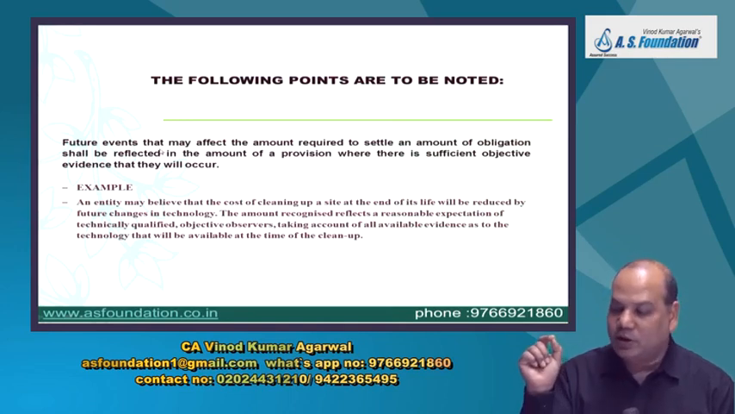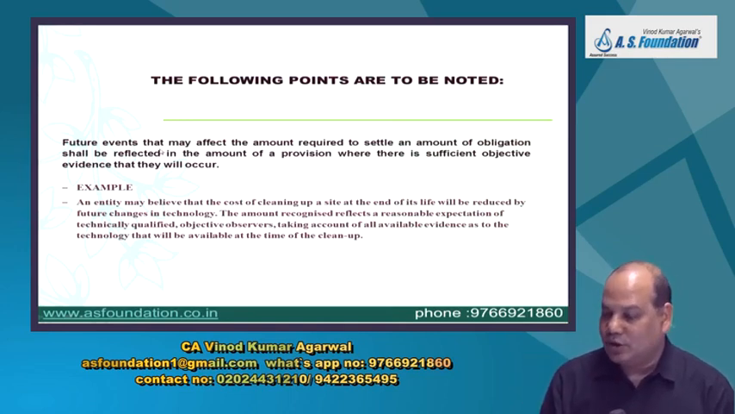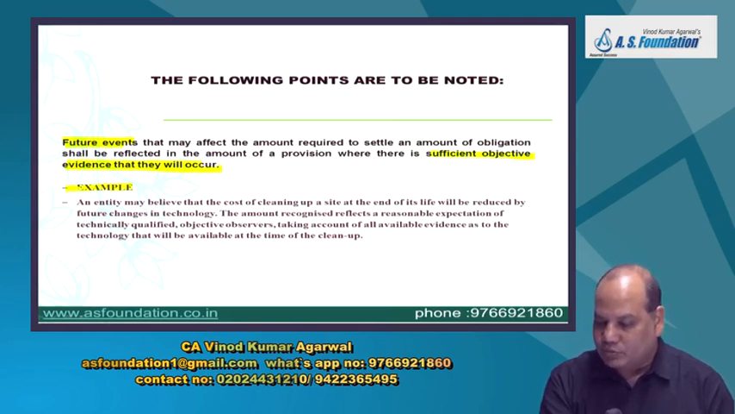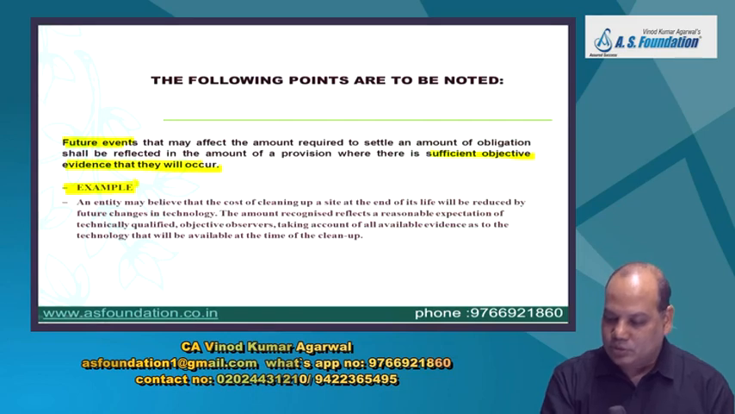Then, future events that may affect the amount required to settle an obligation should be reflected in the amount of provision when there is sufficient objective evidence that they will occur. Now these are the guidelines for estimating the amount of provision. Future events will be considered in estimation when there is objective evidence that they will occur. And to understand this point, we will first read this example.